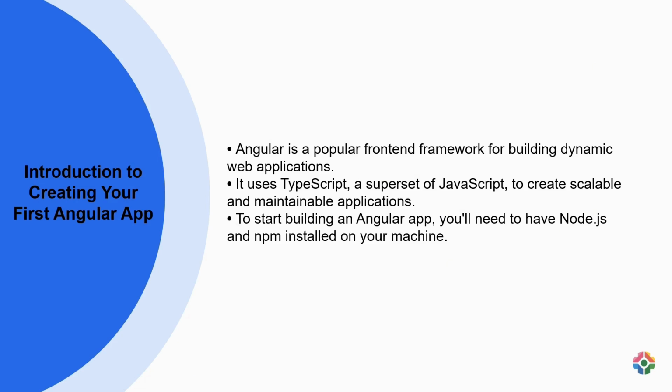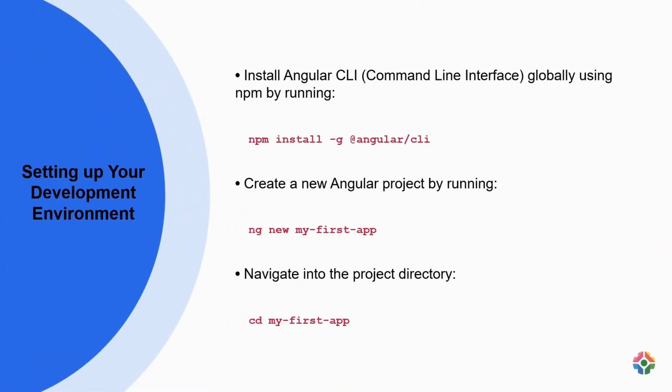Before beginning an Angular project, ensure that Node.js and NPM are installed on your system. These tools are essential for managing dependencies and effectively building Angular applications. To begin working with Angular projects, you first need to install Angular CLI globally using npm. This can be done by running the command npm install @angular/cli.